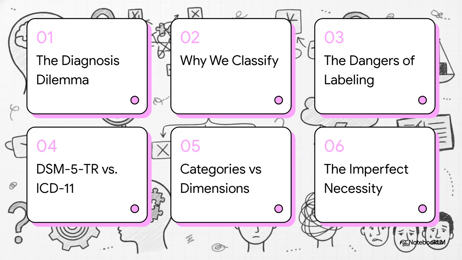Here is our roadmap. We'll hit the diagnosis dilemma, why we classify, the dangers of labeling, a comparison of the DSM-5-TR and the ICD-11, categories versus dimensions, and finally, the imperfect necessity.